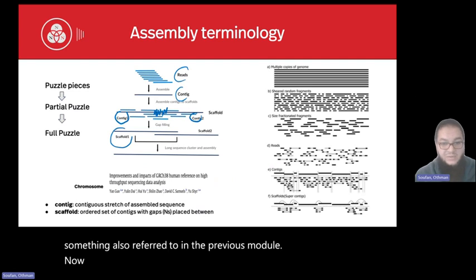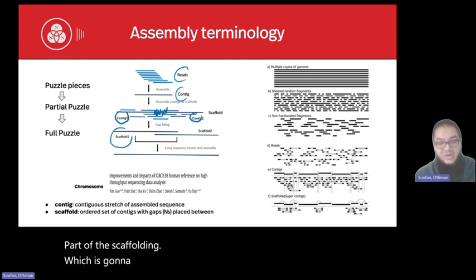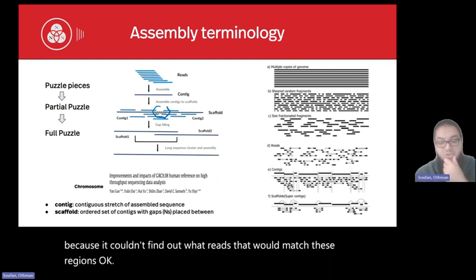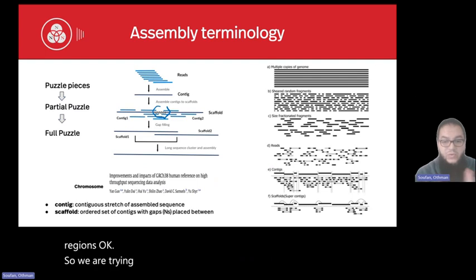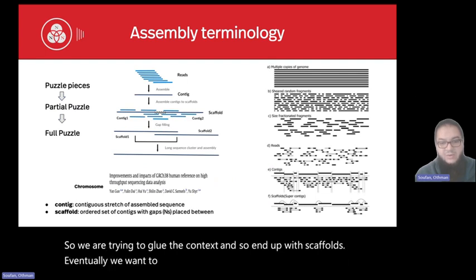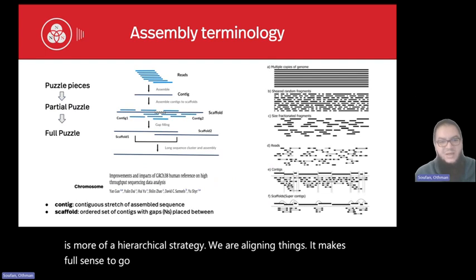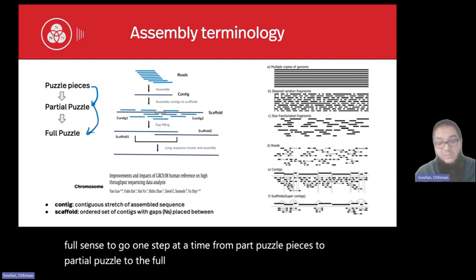Now, part of this scaffolding, as it's trying to order the set of contigs, puts in gaps because it couldn't find reads that would match these regions. So we're trying to glue the contigs and end up with scaffolds. Eventually we want to go back to the full genome. This is more of a hierarchical strategy. We're aligning things, and it makes full sense to go one step at a time, from puzzle pieces to a partial puzzle to solving the full puzzle.